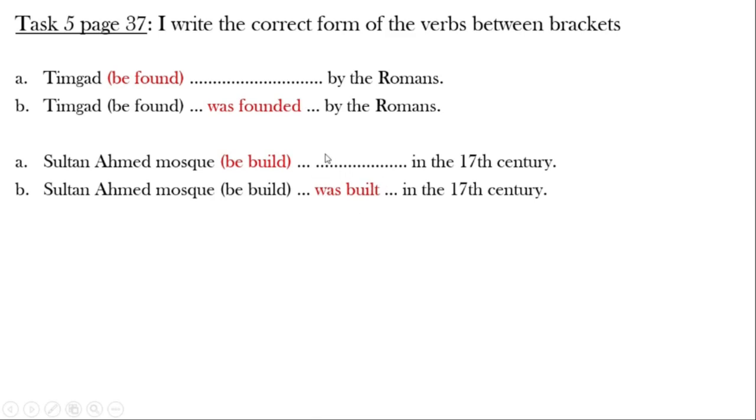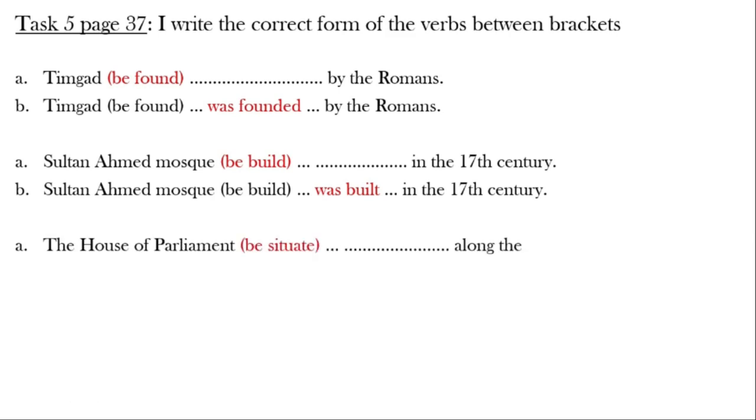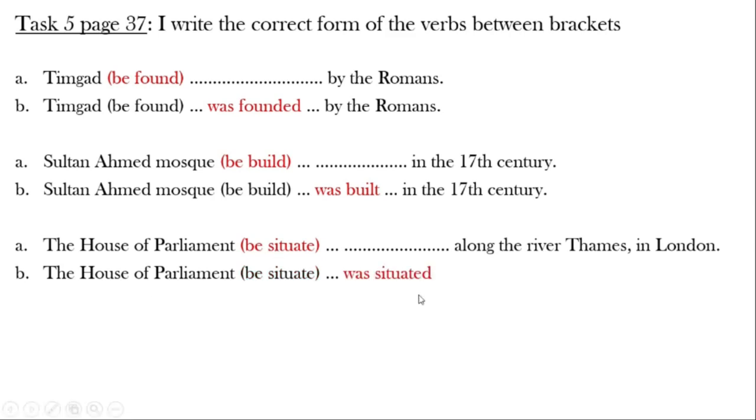Now let's move to the next sentence. The House of Parliament along the River Thames in London. And we have our verb here, which is situate, the synonym of the verb located. So let's see the changes and the complete sentence. The House of Parliament was situated along the River Thames in London. Very good. Now let's see the last sentence.